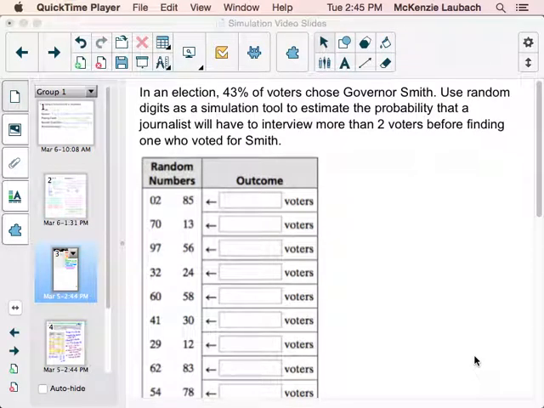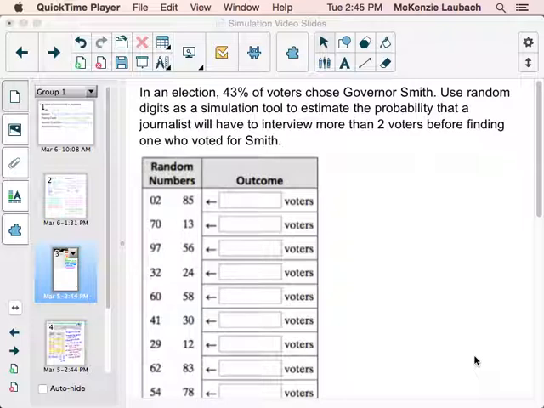Okay, we're going to look at setting up a simulation and then interpreting the results. So in this situation, in an election, 43% of voters chose Governor Smith. We're going to use random digits as a simulation tool to estimate the probability that a journalist will have to interview more than 2 voters before finding the one who voted for Smith.